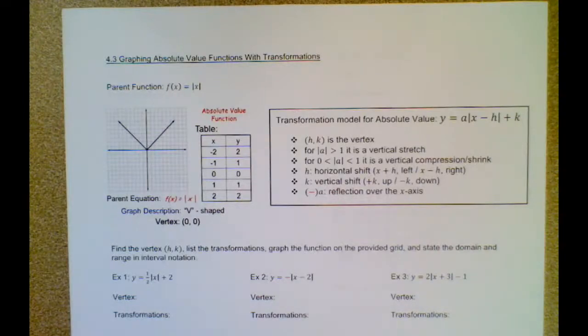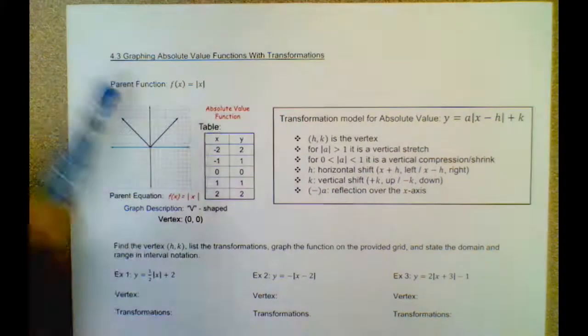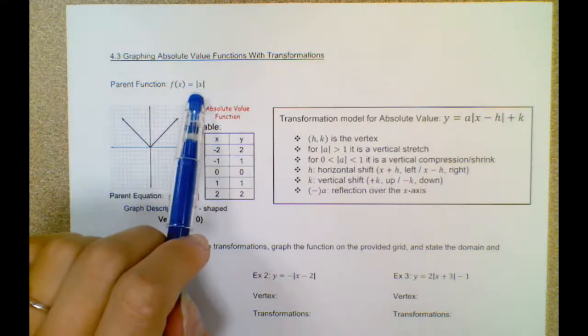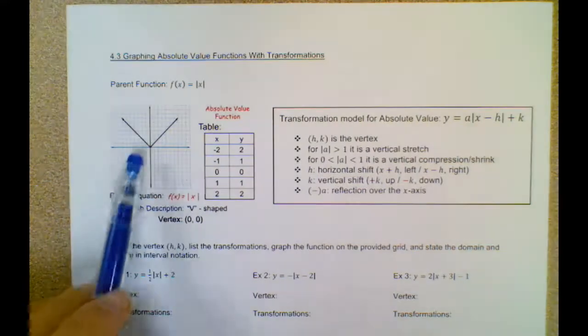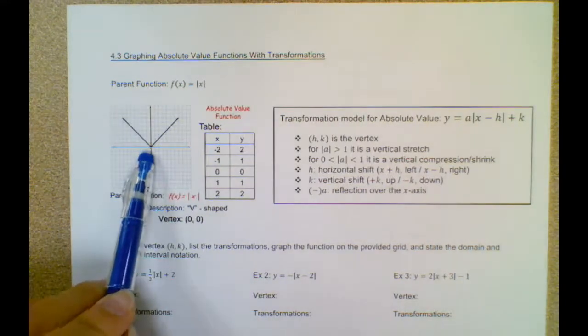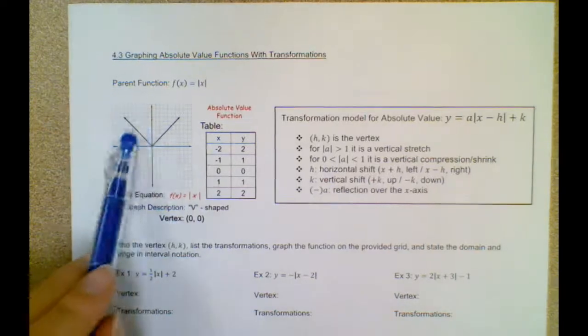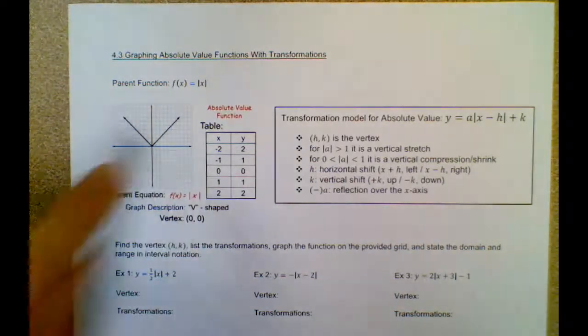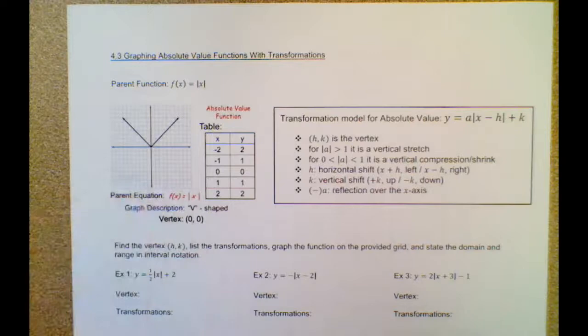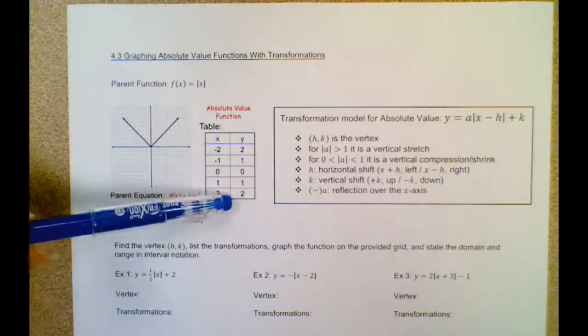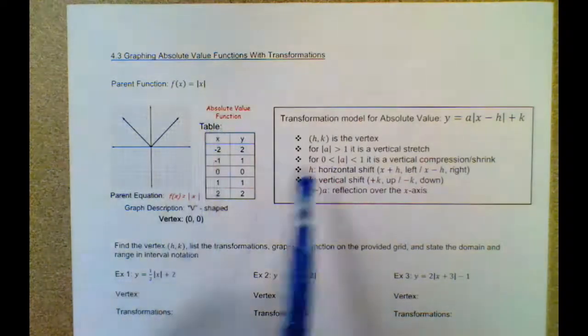All right, so today we are learning section 4.3, which is graphing absolute value functions with transformations. All right, so just a quick little review about absolute value function. This is the parent function for an absolute value, and remember that their graphs are in a V shape. Okay, so these should be mirror images of each other on both sides of the vertex, which is at (0, 0). Here's a table of the parent function for absolute value.